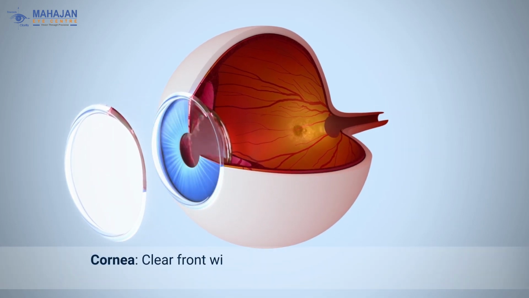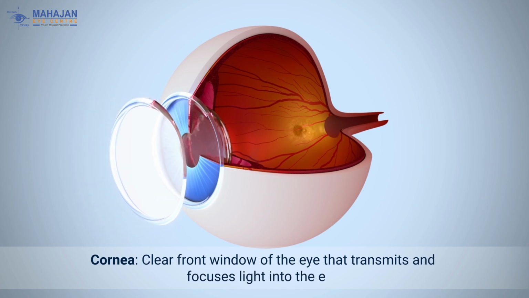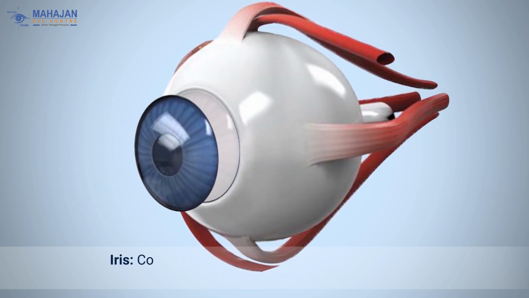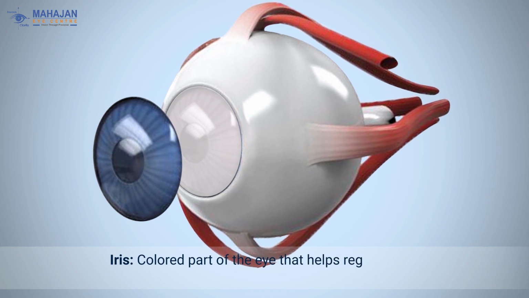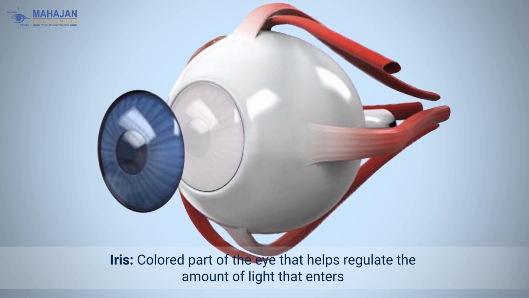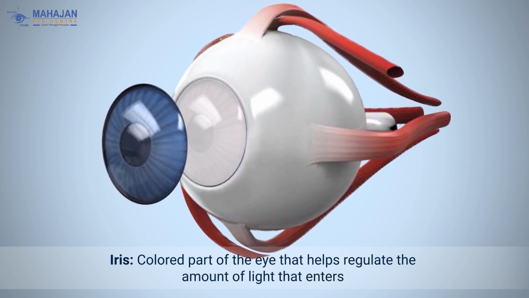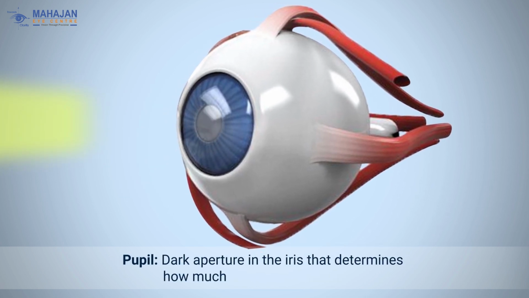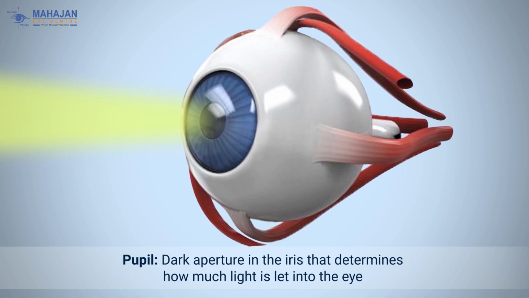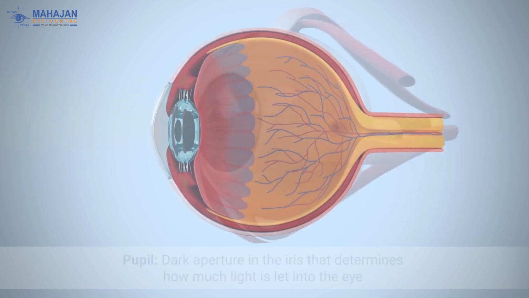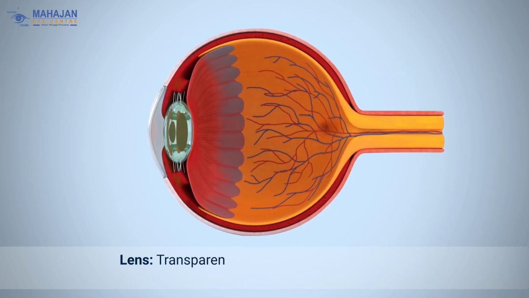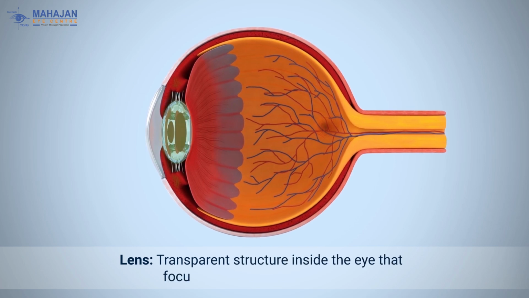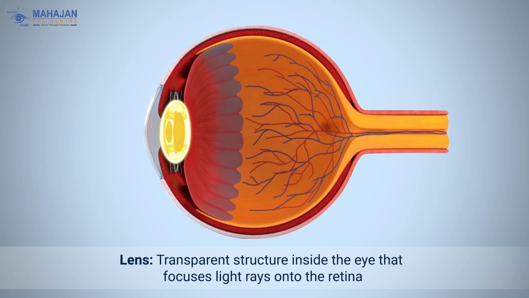Cornea is a clear front window of the eye that transmits and focuses light into the eye. Iris is the colored part of the eye that helps regulate the amount of light that enters. Pupil is the dark aperture in the iris that determines how much light is let into the eye. Lens is a transparent structure inside the eye that focuses light rays onto the retina.